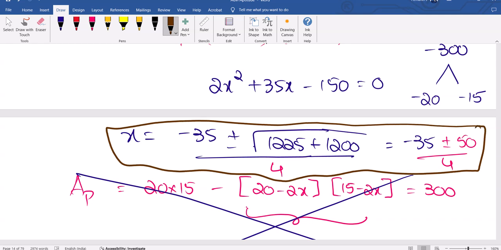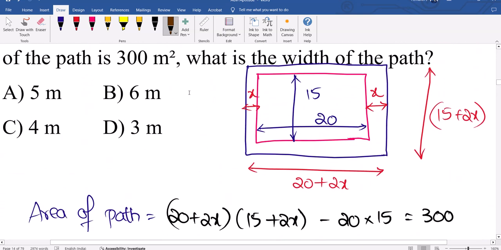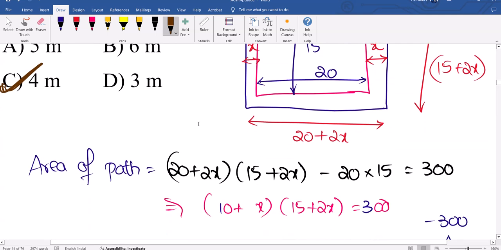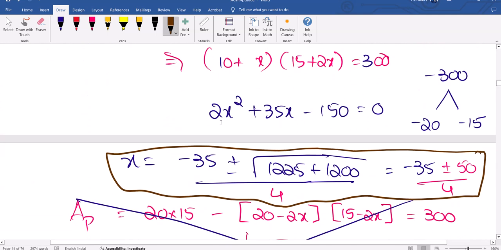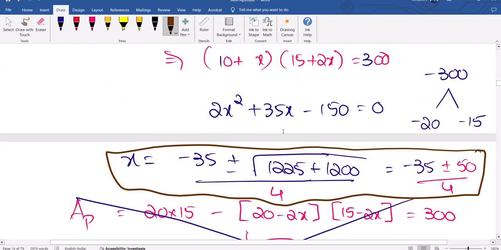Approximately we can say 15 divided by 4 or something close to 4 will be the answer. X value 4 is the near value which will satisfy this. The square root is not exactly 50, this is an approximate value we took.